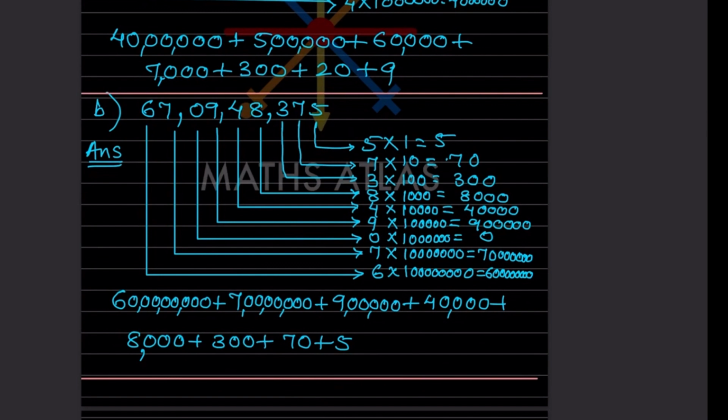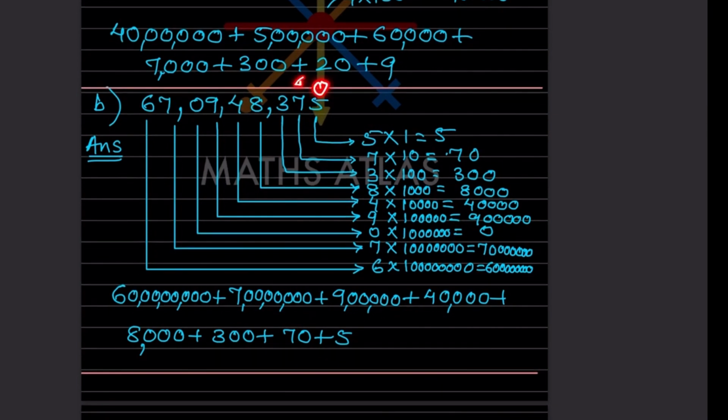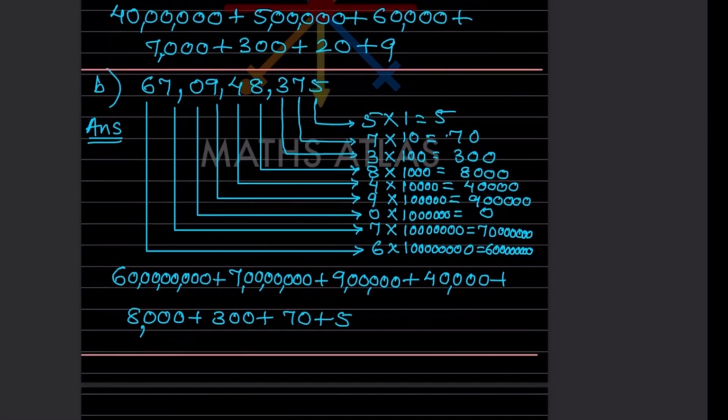Same for here. This is the ones place, tens place, hundreds place, thousands place, 10,000s place, and so on. So 5 into 1 is 5. This is the tens place, 7 into 10 is 70. This is the hundreds place, so 3 into 100 is 300. This is the thousands place, so 8 into 1000 is 8000. Now this is the 10,000 place, so 4 into 10,000 is 40,000, and so on.